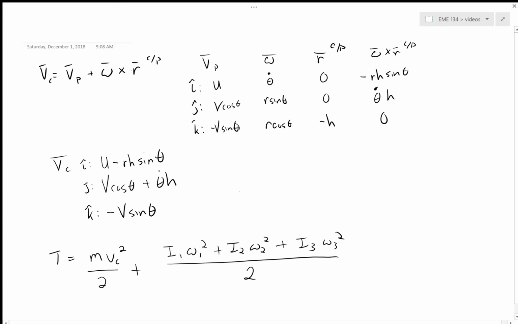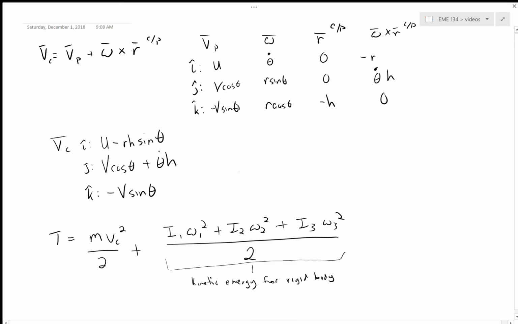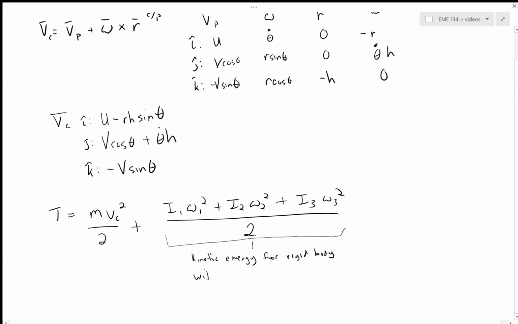And then the right portion here is the kinetic energy for a single rigid body that only has these principal components of inertia, aligned with I hat, J hat, K hat.